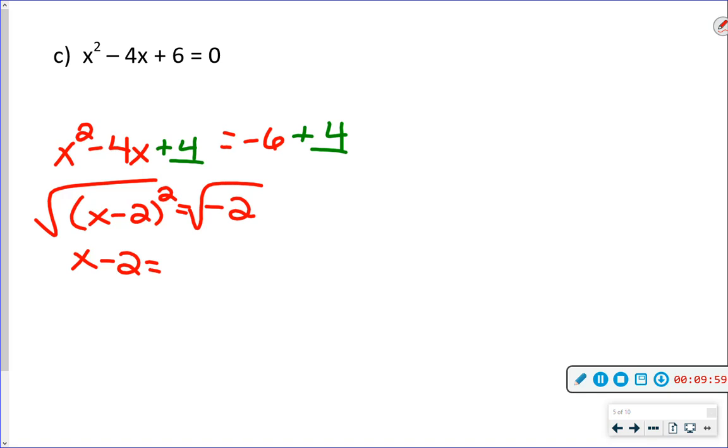That puts it into what type of number? Imaginary. Yes. Plus or minus. I had to take i out for the negative. Luckily, the square root of 2 is prime. I don't have to simplify it. Last but not least, I'm just going to add the 2 over.